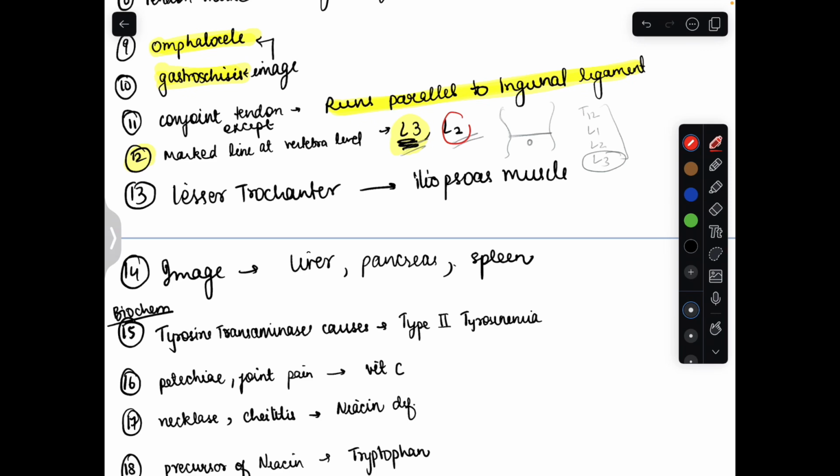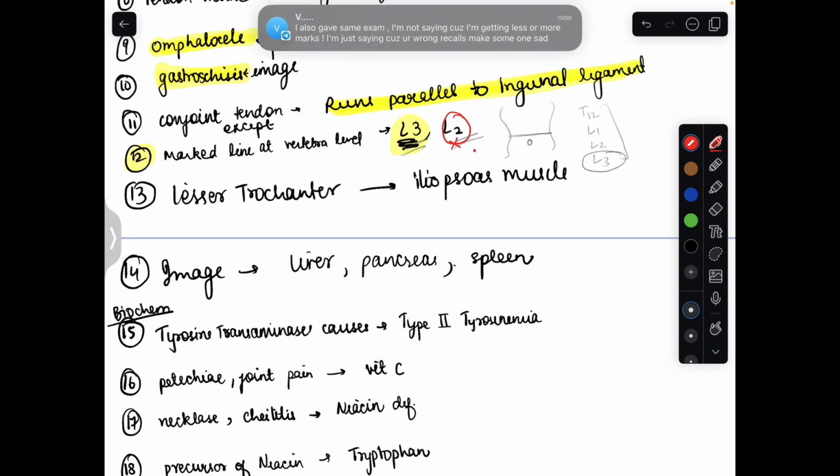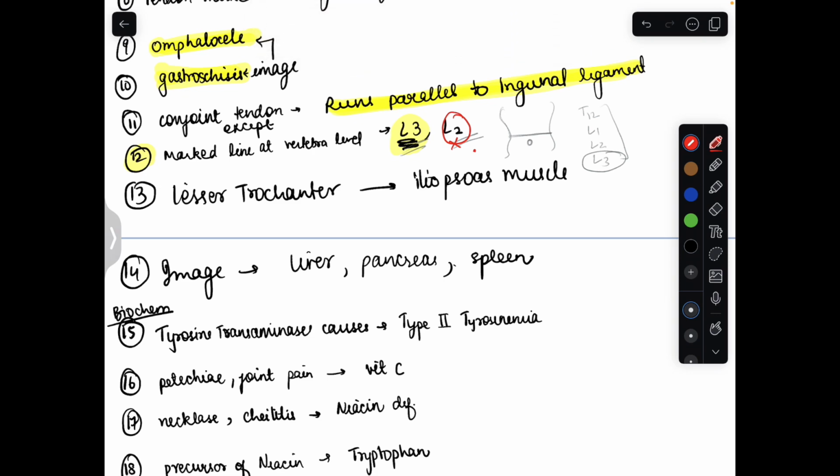Now, mostly they marked L3. Mostly the teachers said it's L3, but I marked L2, so maybe mine was wrong. Okay. Now for the 13th question, lesser trochanter in the.